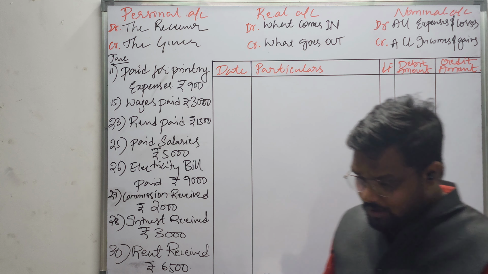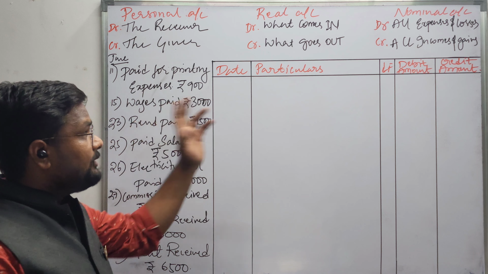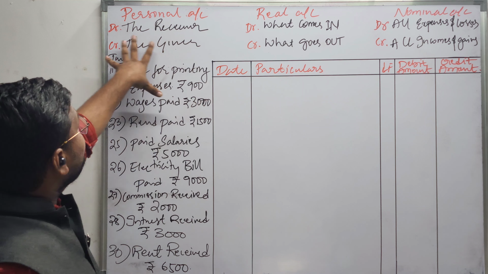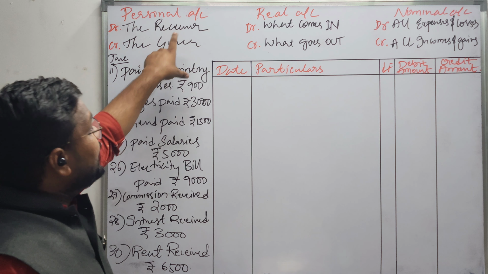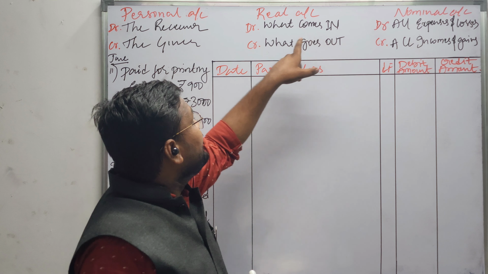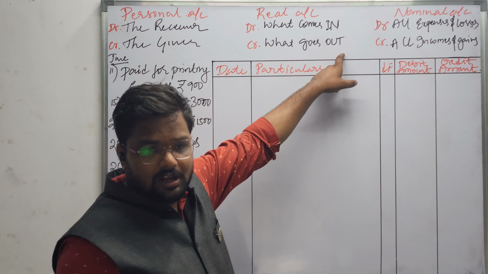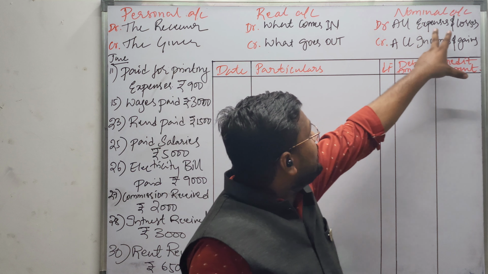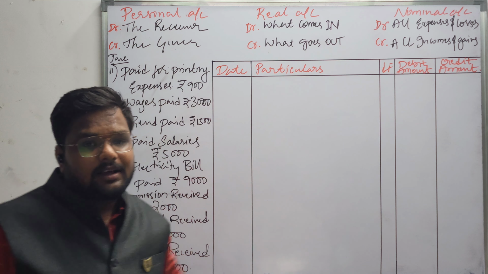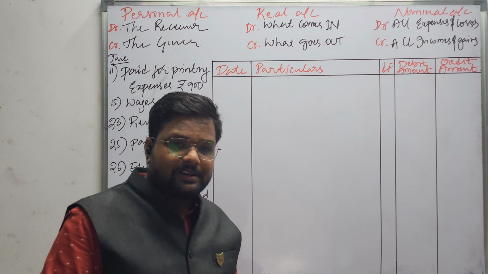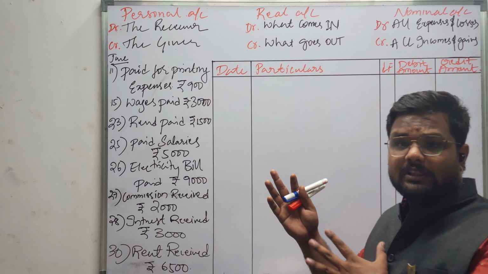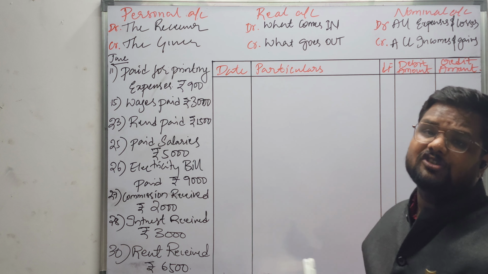So now we will brush up the golden principles, that is, the rules for debit and credit. Personal account states that debit the receiver and credit the giver. Real account states that debit what comes in, the physical things that come in, and credit what goes out. Next, nominal account states that debit all expenses and losses and credit all incomes and gains. So these are the golden principles of accounts, and following these principles we prepare the journal entries.